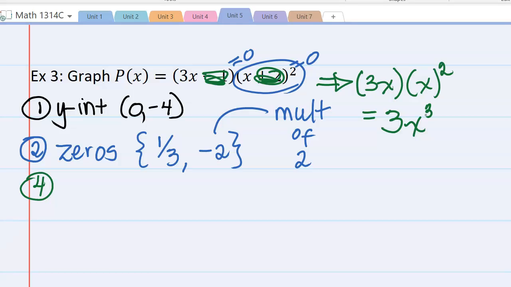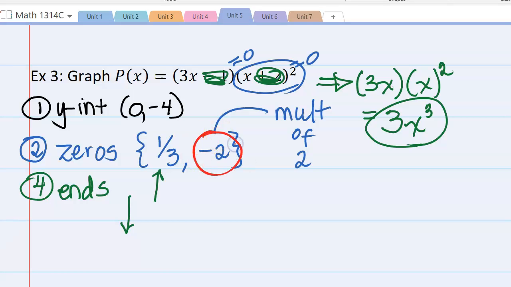So we know that p of x is a cubic function with a positive leading coefficient. So the end behaviors will be similar to that of the parent cubic function. The left end of the graph will go down to negative infinity, while the right end of the graph will go up to positive infinity. For step 5, we do need to remember that we have a 0 that has a multiplicity of 2. This means that the graph will only touch and bounce back at the x-intercept of negative 2, 0.